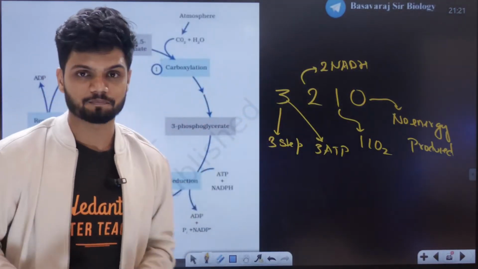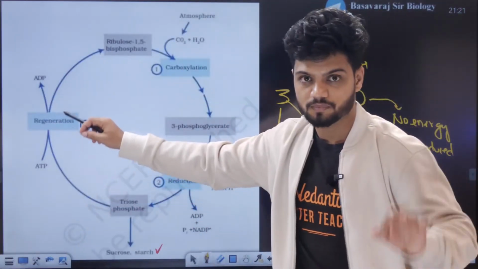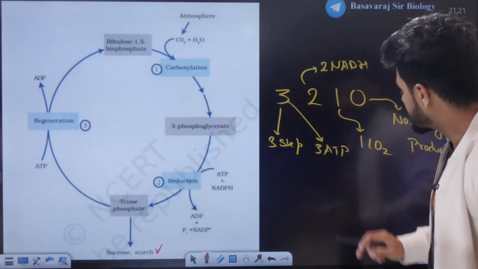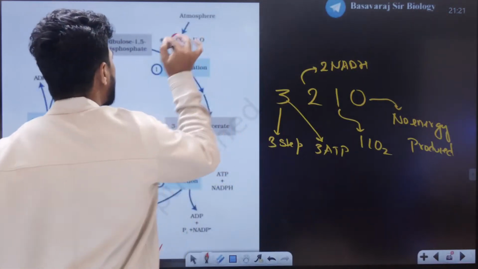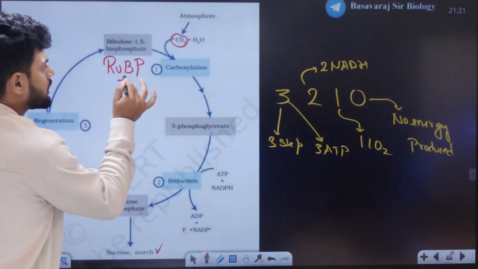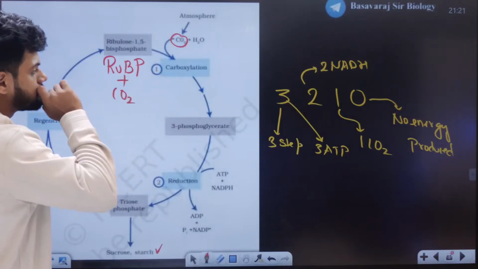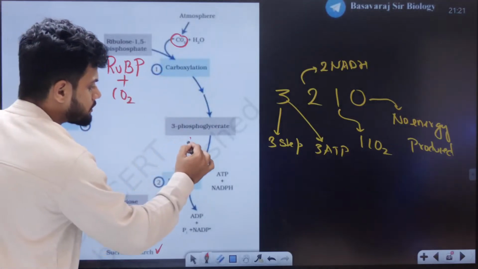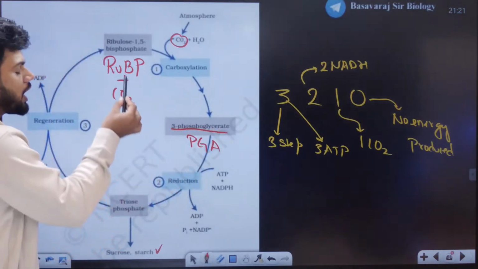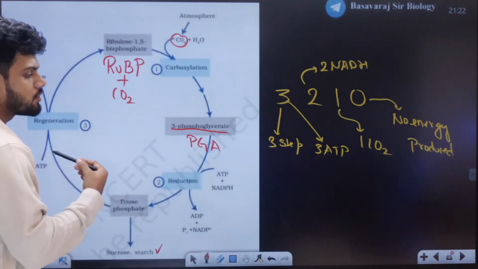Now what are the 3 steps here? The 3 main steps are carboxylation, reduction, regeneration. In carboxylation, CO2 is picked up by RuBP. Ribulose 1,5-bisphosphate plus CO2 happens here, and it undergoes carboxylation to produce PGA. What is PGA? 3-phosphoglyceric acid. So RuBP plus CO2 will give PGA. The first step is called carboxylation.